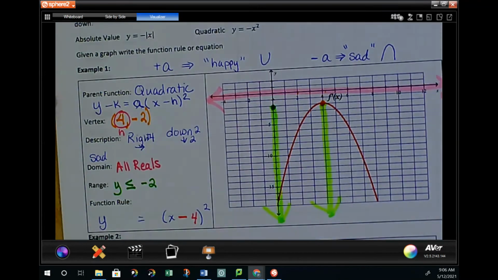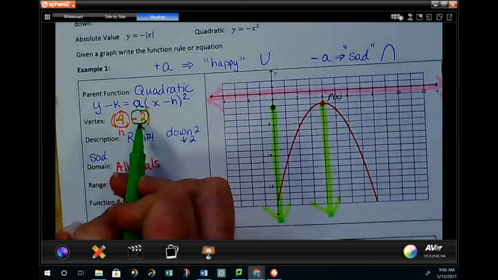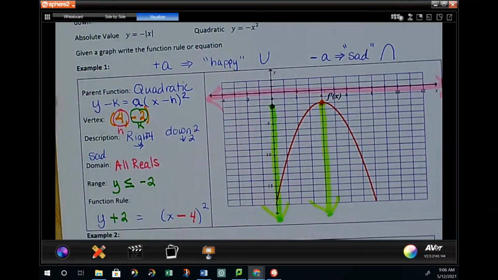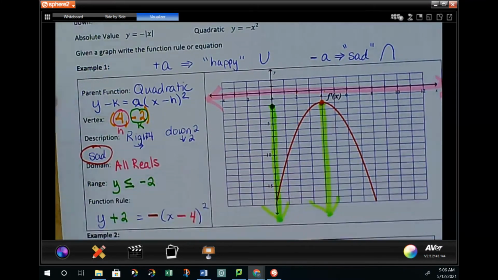So the next part, here's my k. That's my k. The opposite of -2 is +2. That part hasn't changed. Now, the only thing that I'm going to change, because this is a SAD graph, is a negative sign. I have to put that negative sign in there because that is SAD. So go ahead. And that's the only part that changes in that graph.